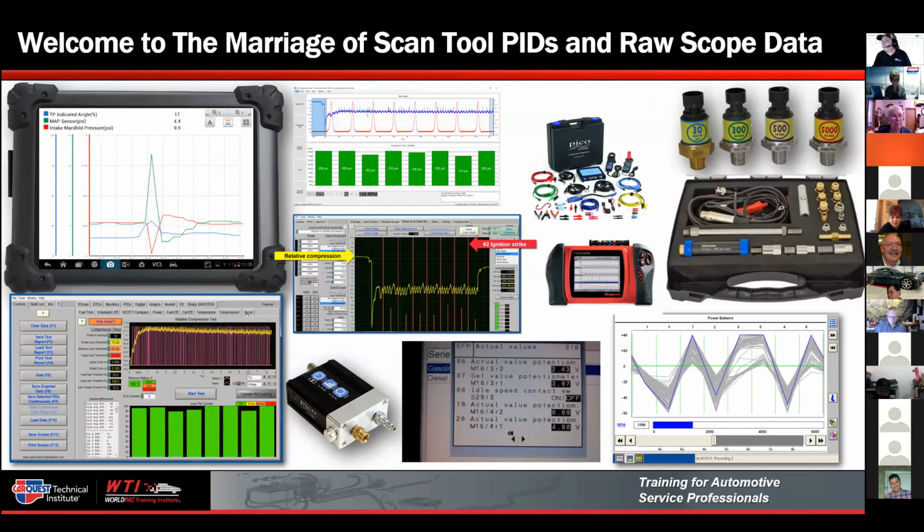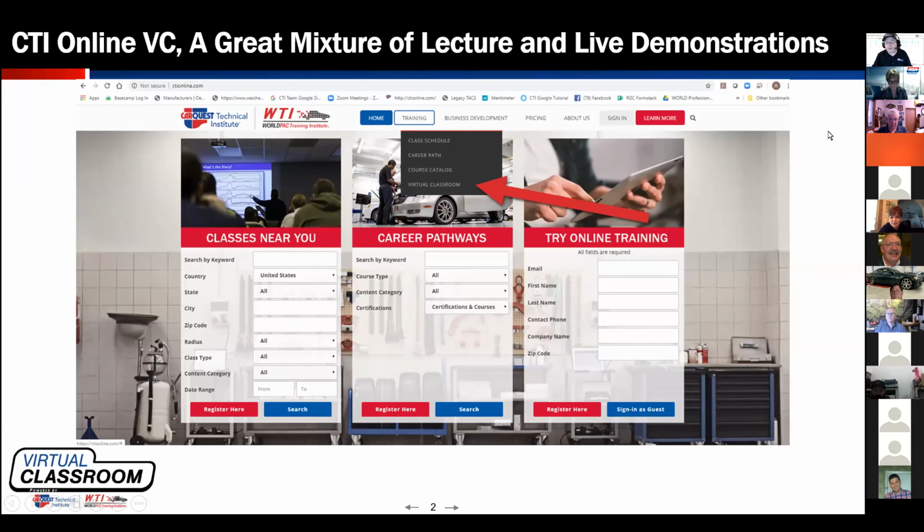Look, you guys read the introduction to this class on the marriage of scan tool data and raw scope data. And look, there is really no way that 1 hour will give justice to a topic like this. I mean, gosh, any one of even just the pictures on the screen right here, any one of those would take an incredible amount of teaching time. But I'd like to start off, first of all, with the program that we have.